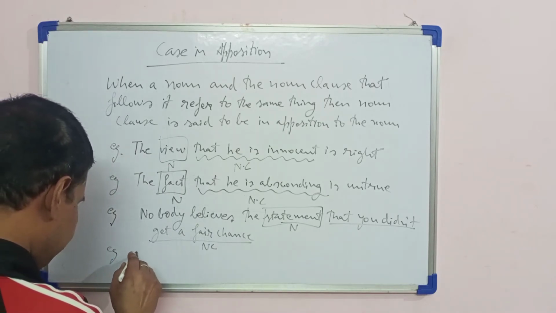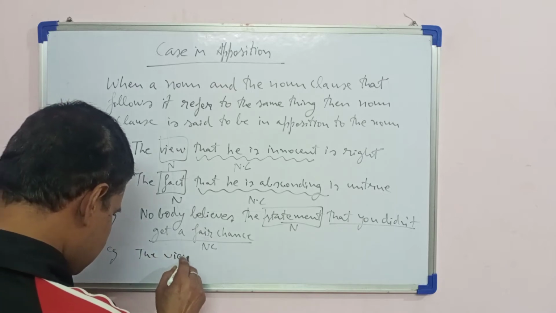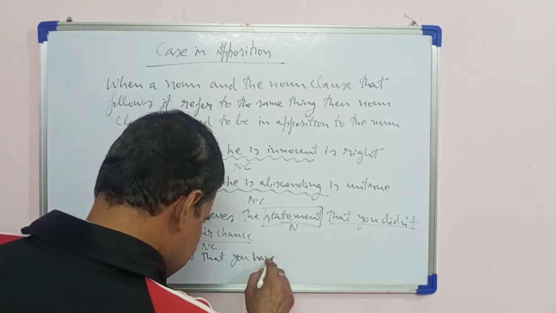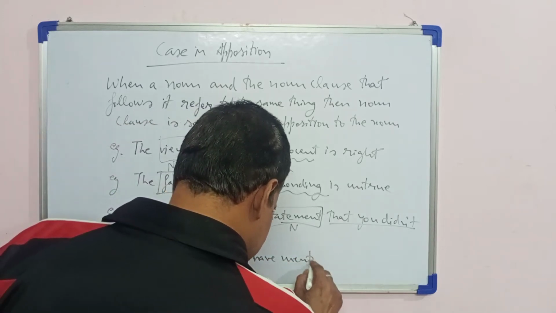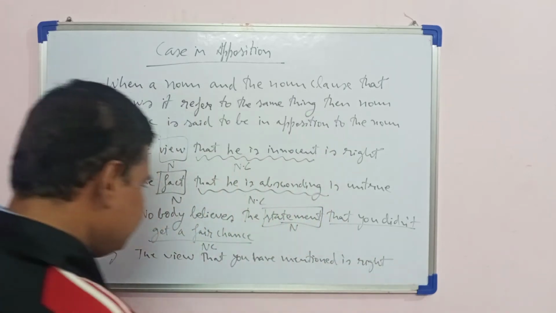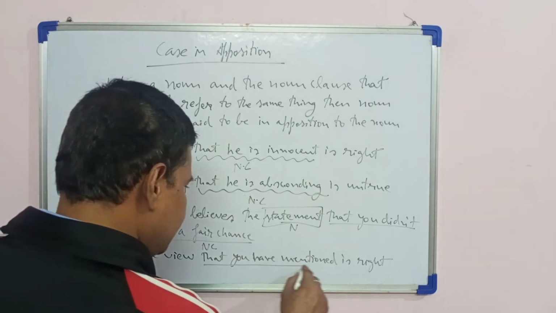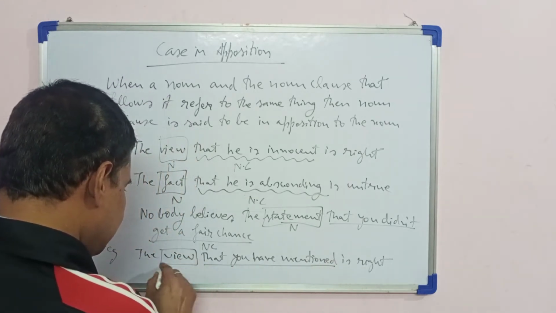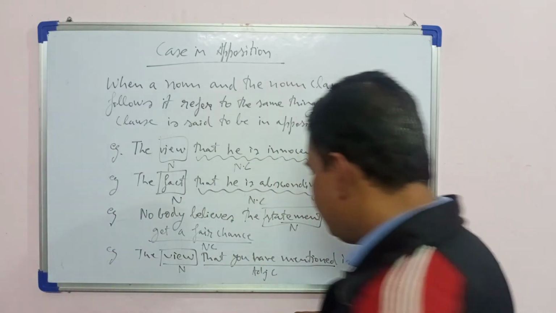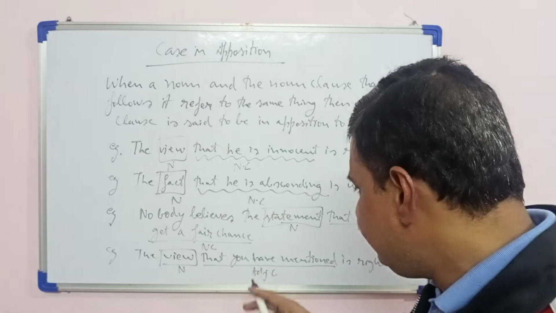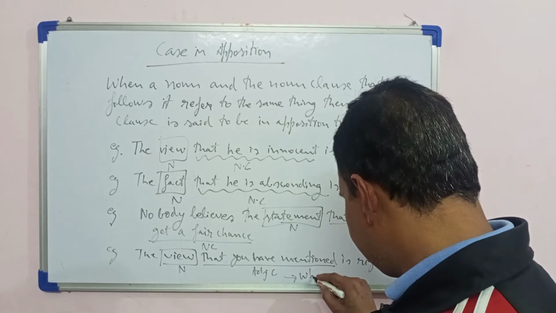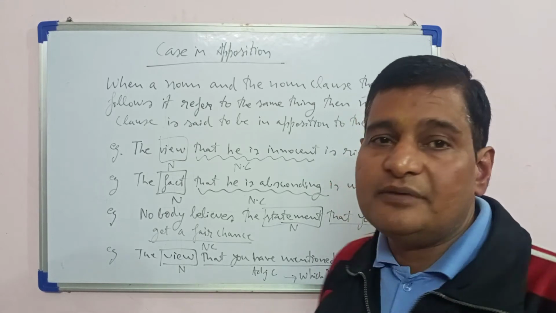See another example. The view that you have mentioned is right. Here view is a noun, but that you have mentioned is an adjective clause. Why? Because it tells you which view. It gives the answer to which.